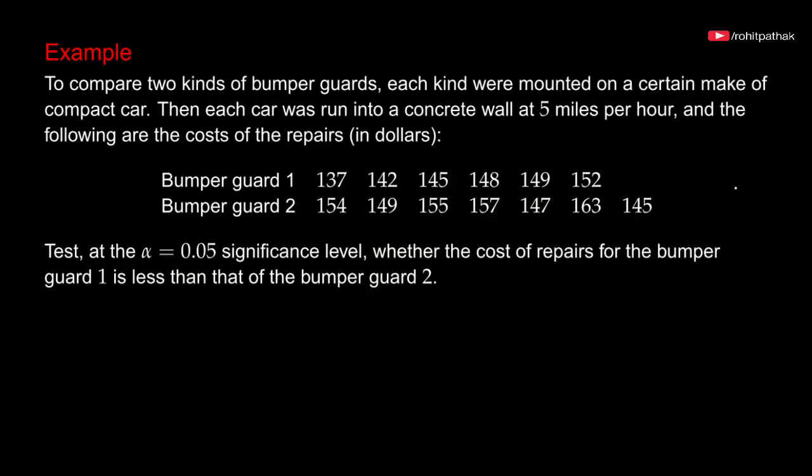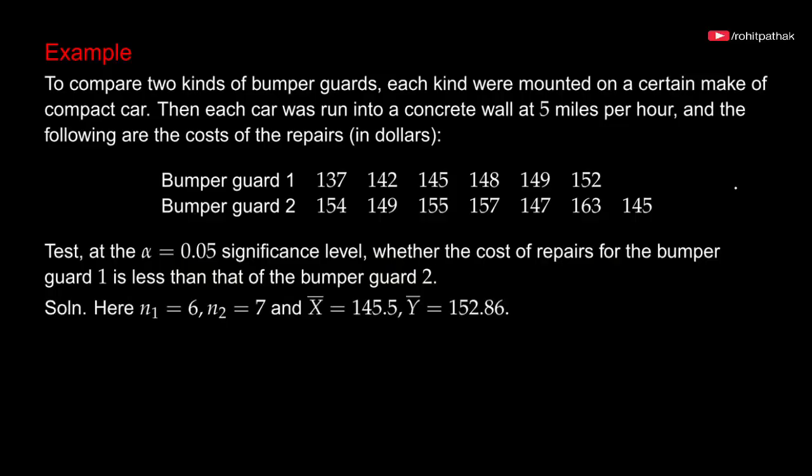To compare two kinds of bumper guards, each kind was mounted on a certain make of compact car. Then each car was run into a concrete wall at 5 miles per hour, and the following are the cost of the repairs in dollars: bumper guard 1 and bumper guard 2. So two samples have been taken. Test at alpha equal to 0.05, that means 5% level of significance, whether the cost of repairs for bumper guard 1 is less than that of bumper guard 2.